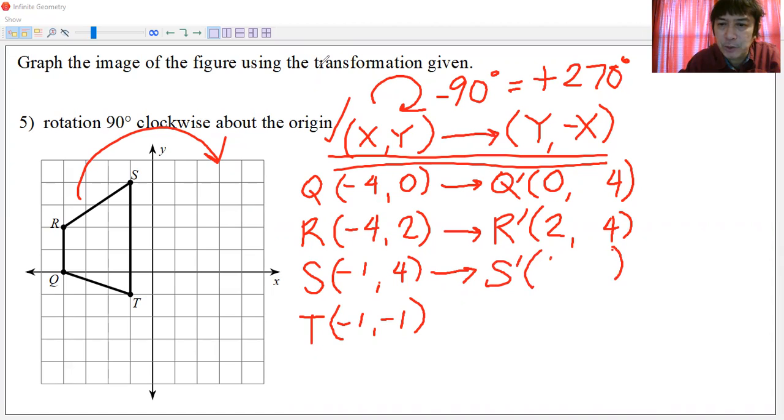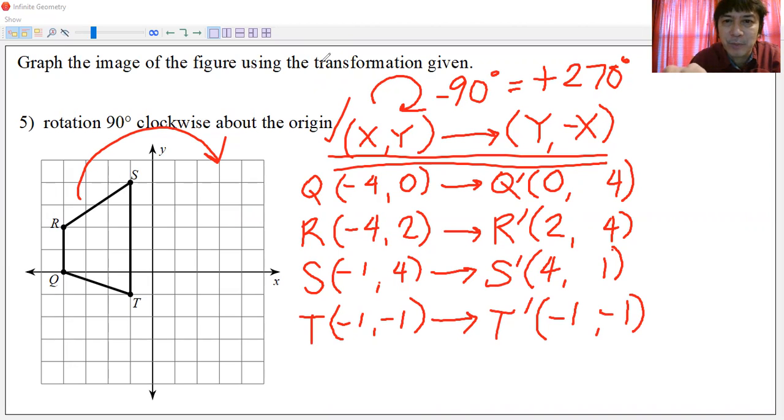And if we interchange, this becomes 4. This is negative 1. This negative 1 will become positive. So we will remove that there, okay? And then finally, the T prime. The T prime from negative 1, negative 1. If you exchange, this will still be negative 1, negative 1. But you're supposed to reverse the X. So this will be a positive 1 there. And this is our computed value. All right, so this will be for clockwise.